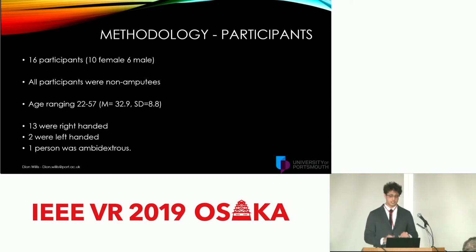So to get into methodology, we recruited 16 participants, 10 of them female and 6 male. All participants were non-amputees because we wanted to find a baseline and a fundamental purpose of the VR. The age range was 25 to 57. 13 people were right-handed, 2 were left-handed, 1 person was ambidextrous. We'll get into why that sort of thing is quite important later on, though.